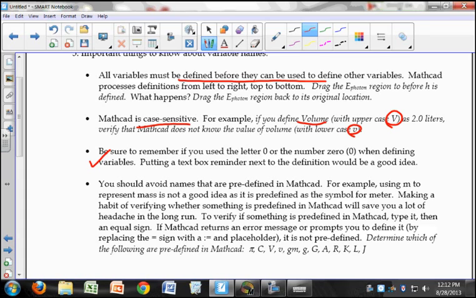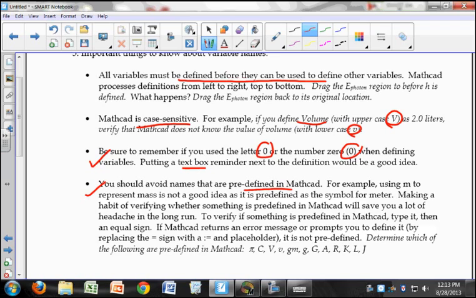And be sure to remember if you use the letter O or the number 0 when defining variables, because that would lead to confusion. Later on, you might have a hard time tracking down where the problem might be. Put a text box reminder next to your definition to remind yourself whether you were using a capital O or just the number 0.